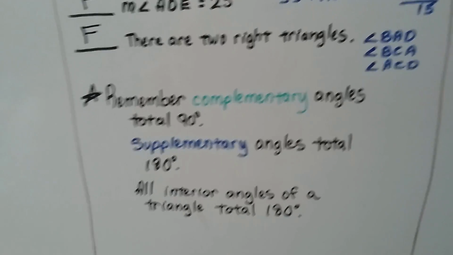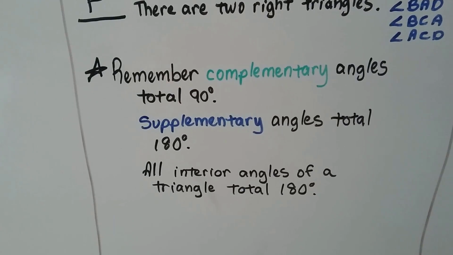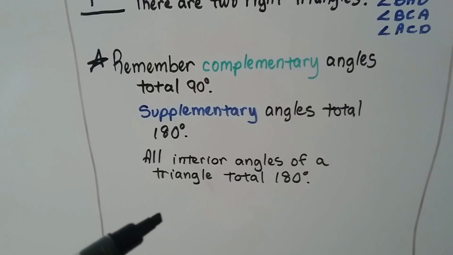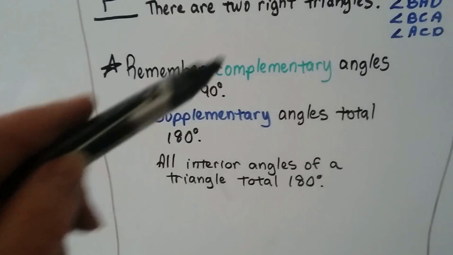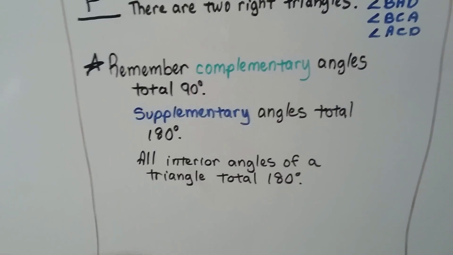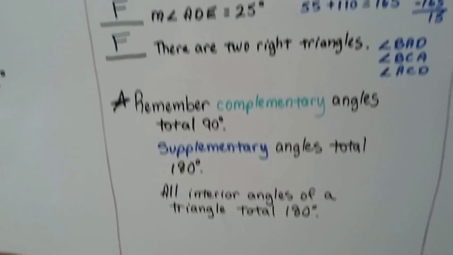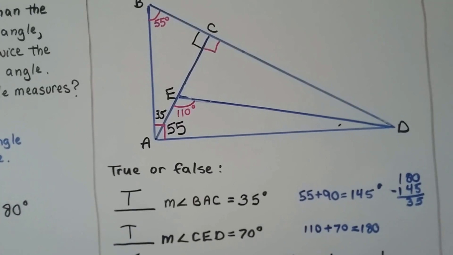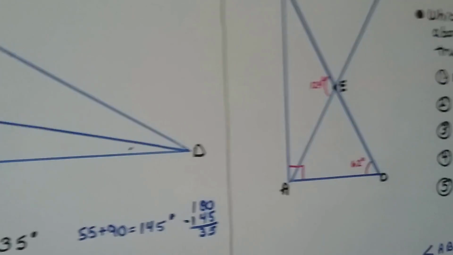So remember, complementary angles total 90 degrees, supplementary angles total 180 degrees, and that all interior angles of a triangle total 180 degrees. If you can remember this, that's going to really help you, because you'll be able to just breeze right through here using those rules to help you find the answers, okay? I have one last one for you.